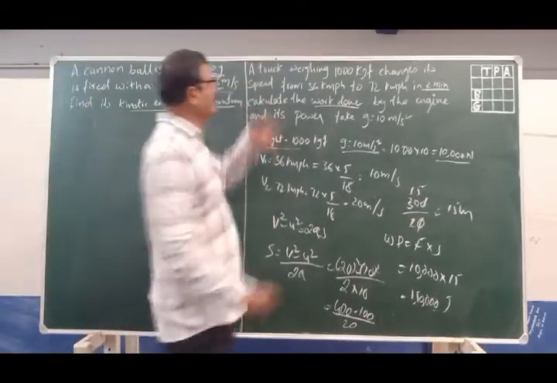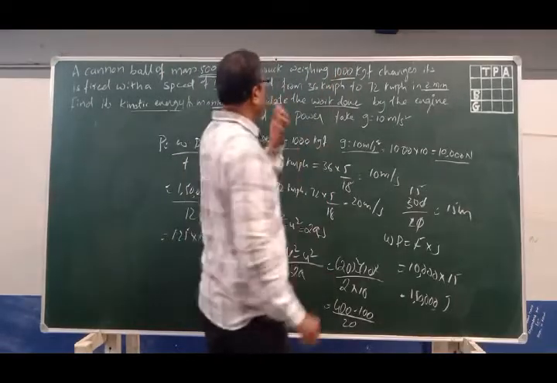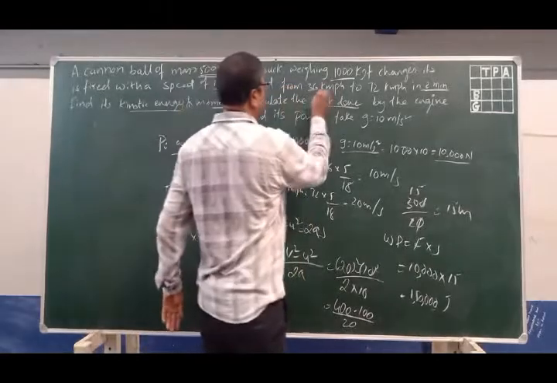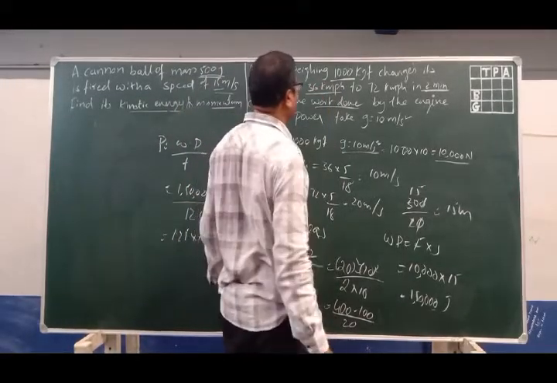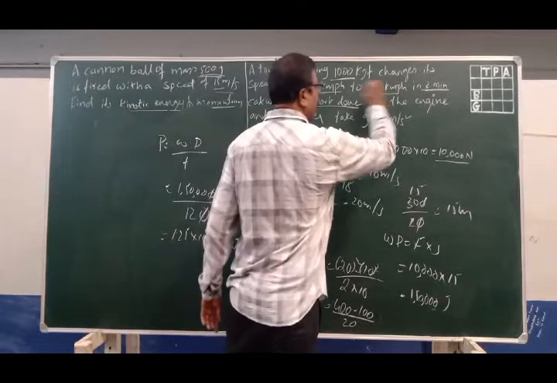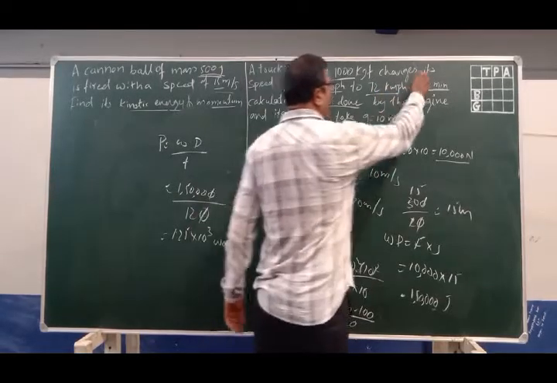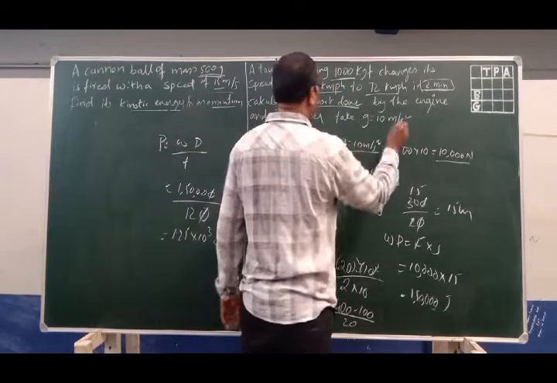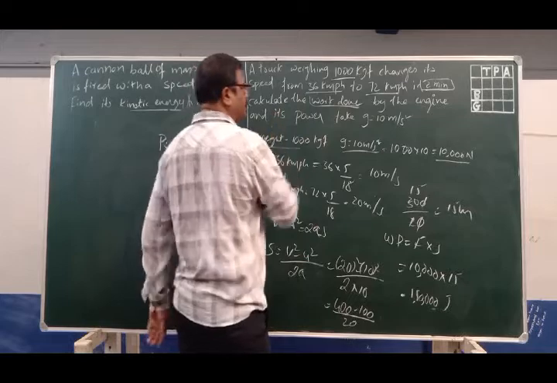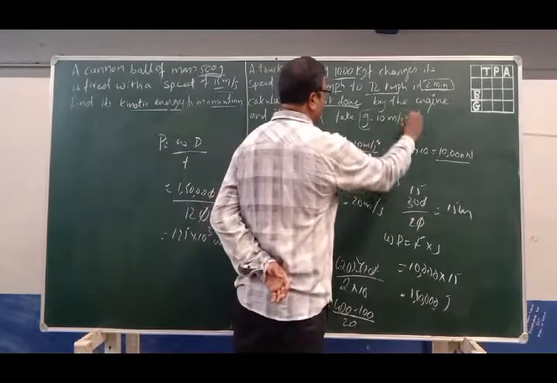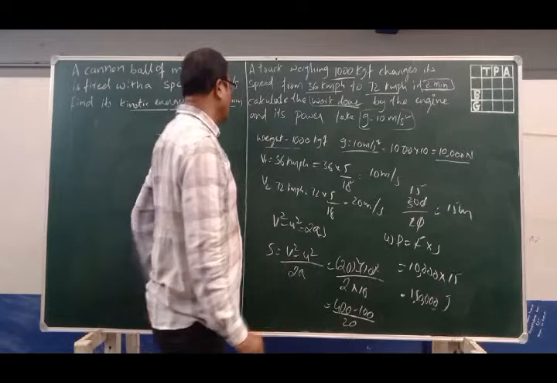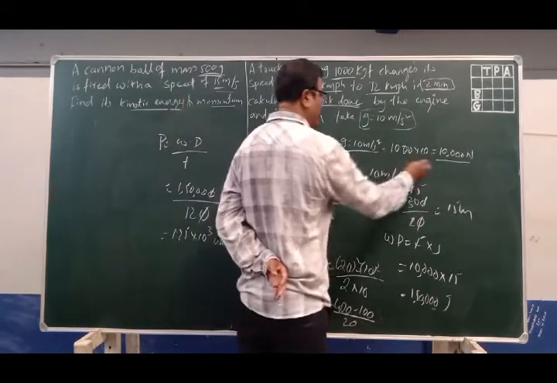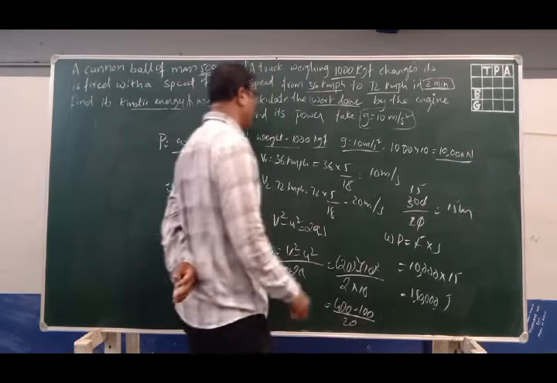So a truck weighing 1000 kgf changes its speed. So there is acceleration here, changing its speed from 36 km per hour to 72 km per hour in a time of 2 minutes, he has given. He is asking us to calculate the work done by the engine and its power. He has given the acceleration due to gravity as 10 meter per second square. So what we need to do? We need to convert this weight, that is kgf, into Newton. That's what I have done. We have calculated it as 10,000 Newton.